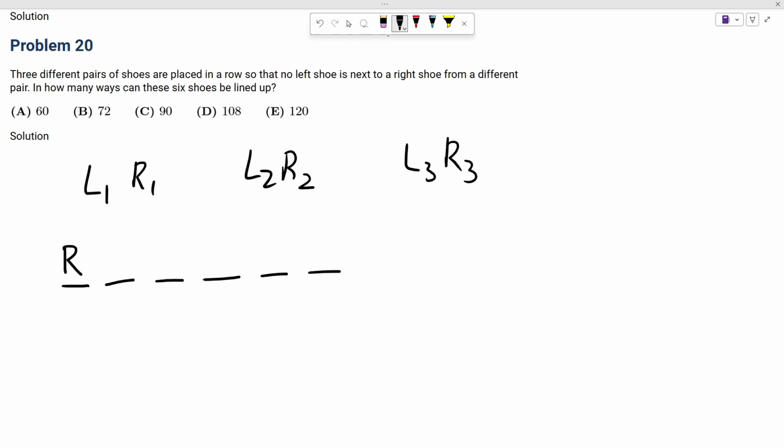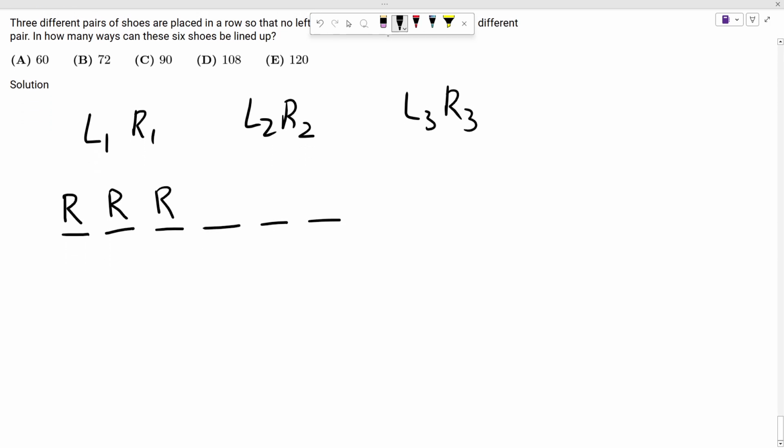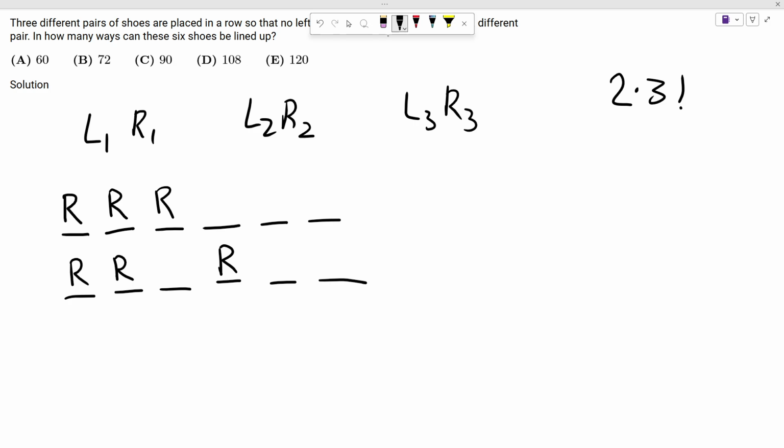We're going to not worry about which right shoe is which for now, because at the end we can always reorder 1, 2, and 3. We can always multiply by 3 factorial. And we're also going to only consider non-reflected things to make it easier on ourselves. We're also going to consider reflections as the same. This is not going to be allowed. This is not going to be allowed, but this is allowed, because the right is on the edge and it's only next to one spot.